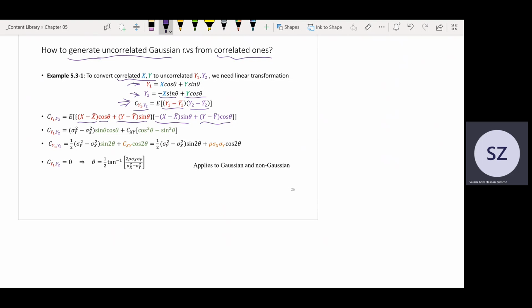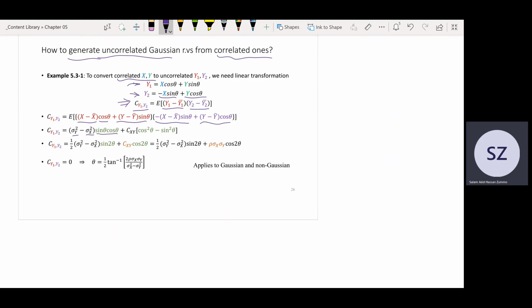So when you multiply X minus X bar with minus X minus X bar, what do you get? Minus X minus X bar squared, and we have the expected value. What is this equal to? Minus variance. So the first term is minus the variance of X, multiplied by sine and cosine. Clear? Now multiplying Y minus Y bar with Y minus Y bar and taking the expected value, what do you get? The variance of Y, multiplied again by sine and cosine.